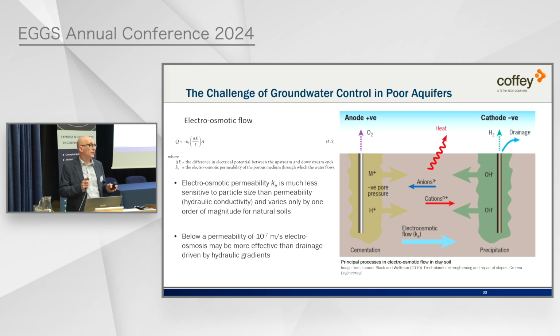The reason you might think of doing that is below about 10 to the minus 7 meters per second, groundwater sometimes will move more rapidly in response to an electrical potential gradient than it will move in response to a hydraulic gradient. And that's because the electroosmotic permeability varies much less with particle size compared to the hydraulic conductivity. And so that's really why electroosmosis becomes a theoretical consideration at low permeabilities, because we're accepting that we can't move the water very effectively by applying a hydraulic gradient.